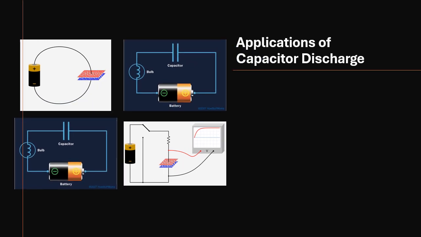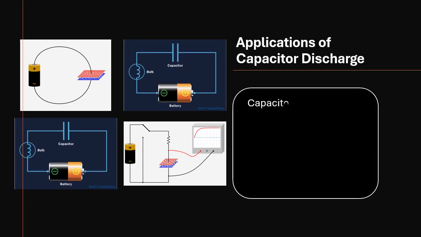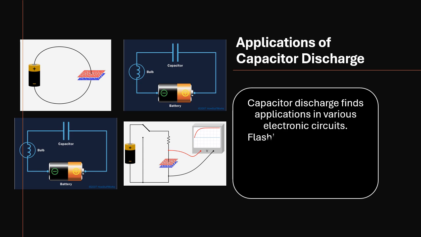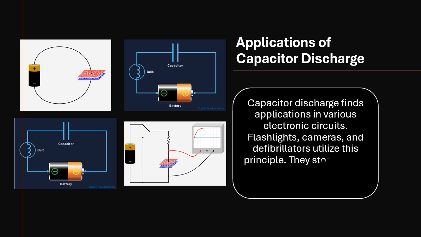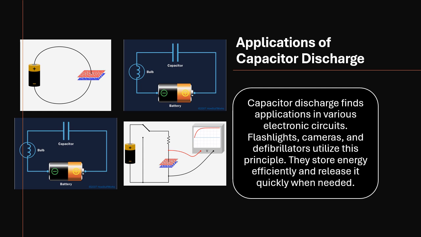Applications of capacitor discharge. Capacitor discharge finds applications in various electronic circuits. Flashlights, cameras, and defibrillators utilize this principle. They store energy efficiently and release it quickly when needed.